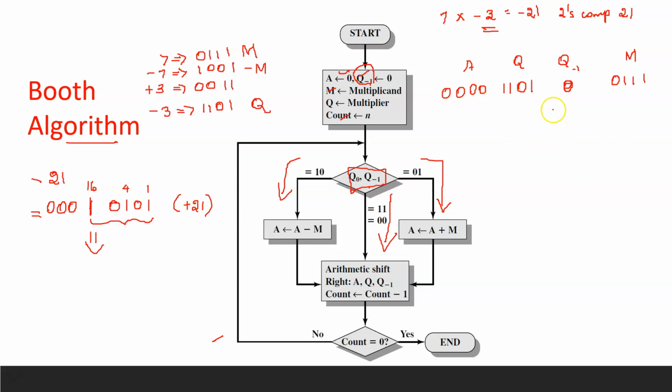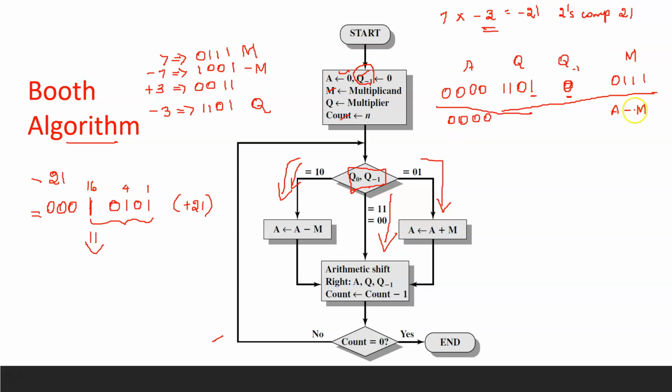ஸோ இப்போ இதுல மூவ் பண்ணுவோம். ஐ ஹாவ் டு செக் Q0 and Q minus 1. Q0, Q minus 1, it is 1, 0. அப்ப நான் என்ன பண்ணணும்னா I have to do this one. So A minus M போட போறேன். A உடைய வேல்யூவோட M உடைய 2's காம்ப்ளிமெண்ட் நான் ஆட் பண்ண போறேன்.